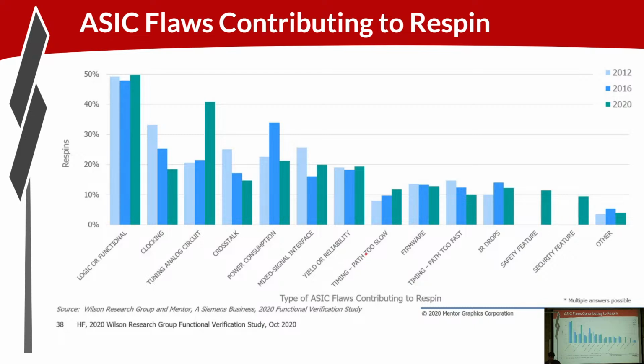Yeah, so we've got timing paths that are too slow and timing paths that are too fast. Both can be problematic. IR drops, again, very physical in nature. Safety and security, you'll notice just sort of popped up on the radar for the last survey. Safety and security are becoming increasingly important. Governments across the globe are very focused on security. So any thoughts or observations about the data?